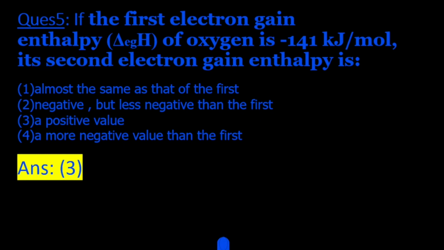It is correct because when you remove one electron, the nucleus will exert more force. So it will be difficult to take out the next electron. So we need to supply energy, means delta H will be positive now. Almost the same as that of first, not at all negative but less negative than first, a more negative value than first. Definitely these are not correct. A positive value is correct because taking out a second electron is not easier.